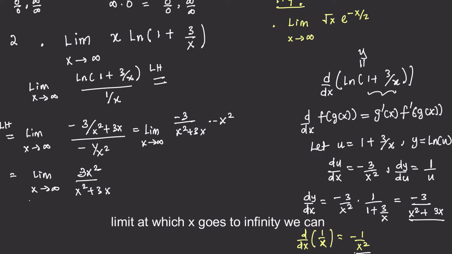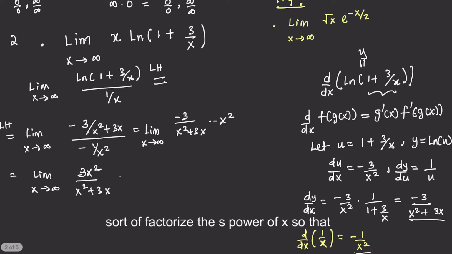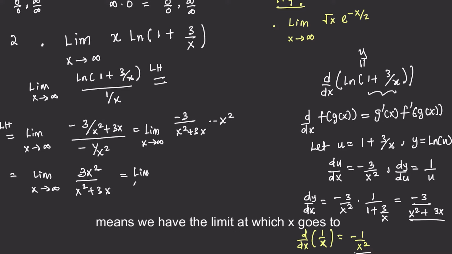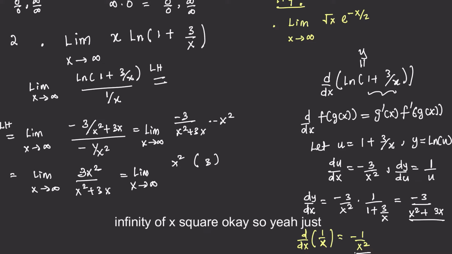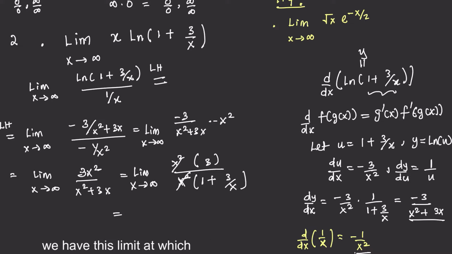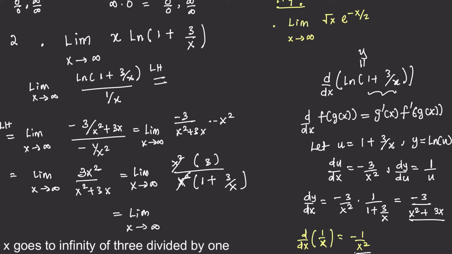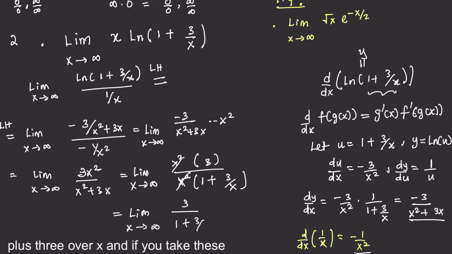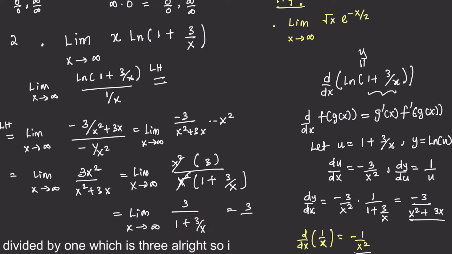Because we are taking the limit as x goes to infinity, we can factorize the highest power of x. So we have the limit as x goes to infinity of x squared times 1 plus 3 over x. If I expand this, I get back the same value. Now x squared cancels x squared, and we have the limit as x goes to infinity of 3 divided by 1 plus 3 over x. Taking the limit, 3 over x goes to 0, so we have 3 divided by 1, which is 3.